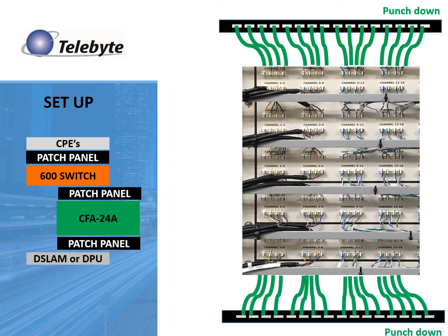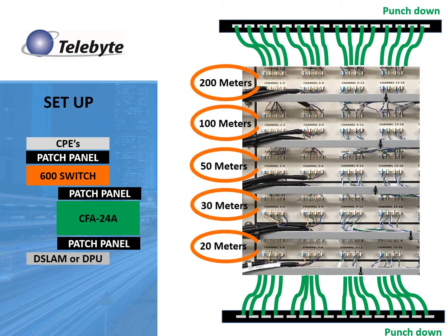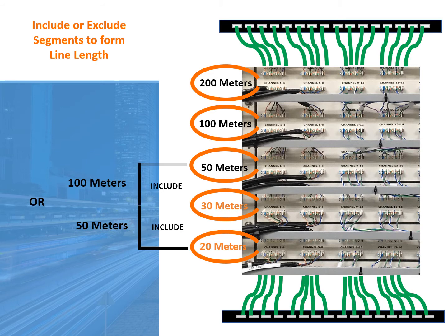The length of each cable segment determines what line lengths can be formed. Here we see that including or excluding a segment changes the line length. There are several possible combinations which can all be remotely controlled.